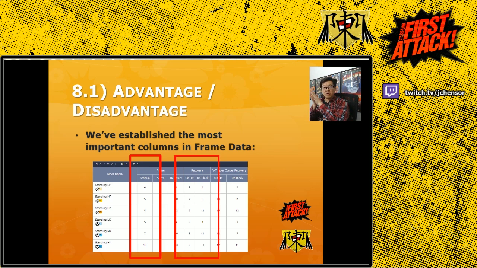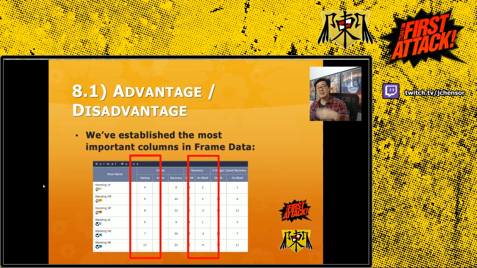We're looking at on hit and on block, but when you look at a frame data table, you really start trying to focus on the concept of things that are safe, things that are punishable. And so what we really start looking at is mostly the on block column. This is probably one of the most important columns in a frame data table.